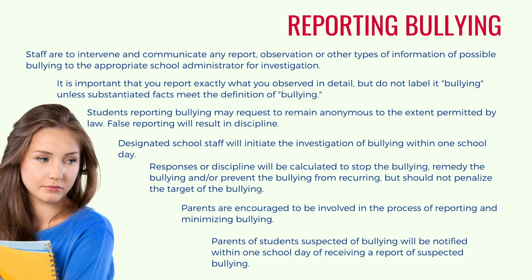Reporting procedures. Staff are to intervene and communicate any report, observation, or other types of information of possible bullying to the appropriate school administrator for investigation. It is important that you report exactly what you observed in detail, but do not label it bullying unless it's substantiated by facts and meet the definition of bullying. Students reporting bullying may request to remain anonymous to the extent permitted by law. False reporting will result in discipline.